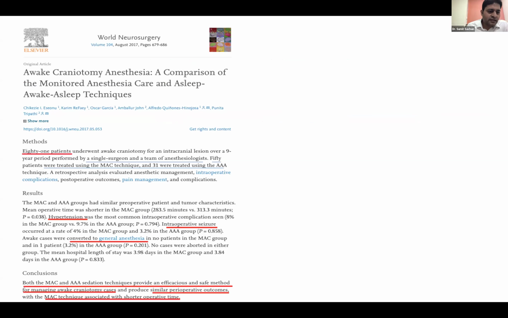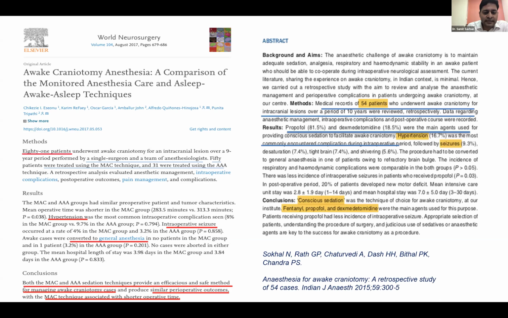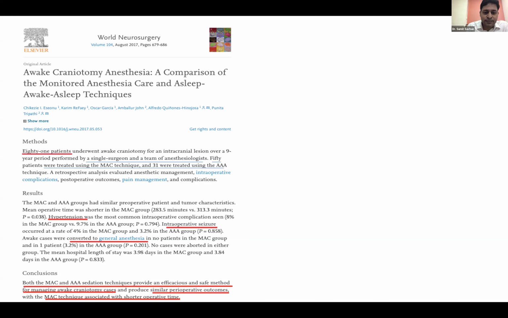Now, this is one of the articles by Chizili, which has been published in World Neurosurgery. This is basically a retrospective study of 81 patients where awake craniotomy was performed by a single surgeon and a single team of anesthesiologists. 50 patients were treated using the MAC technique, whereas 31 patients were treated with the asleep-awake-asleep technique.